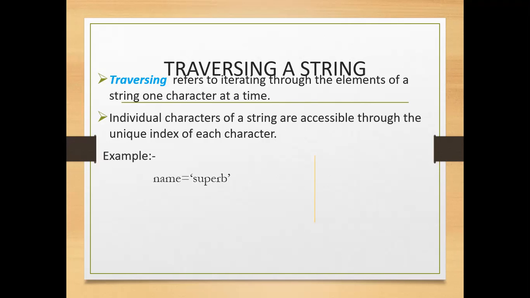Example: name equals "superb". So name is a string type variable and the value of that string is superb. For i in name: over here the alphabet i is the for loop variable, and in name means i will take values from the string name. So the first time it will be S, the second time the loop runs it will be U, third time P, then E, then R, and then B, and then it will stop.